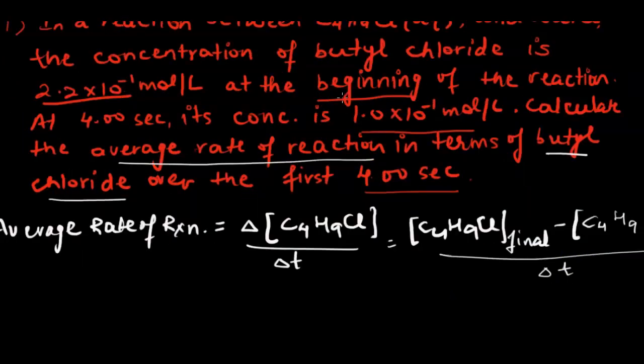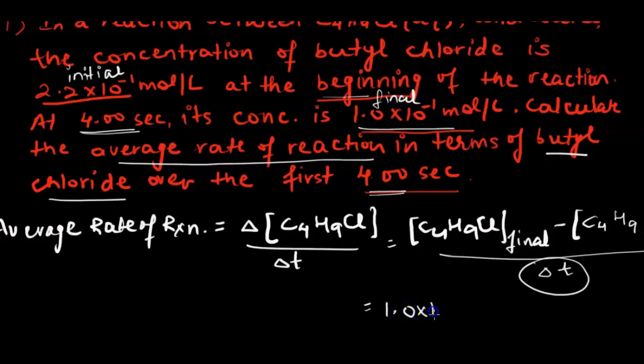Now the concentration that was present in the beginning is the initial concentration. The concentration that is present after 4 seconds, if the total time we take is 4 seconds because they want us to find it over the interval of 4 seconds, is going to be 1.0 times 10 to the power minus 1. So that means we have a final concentration as this. We would put it as 1.0 times 10 to the power minus 1 minus the initial concentration, which is given to us as 2.2 times 10 to the power minus 1.